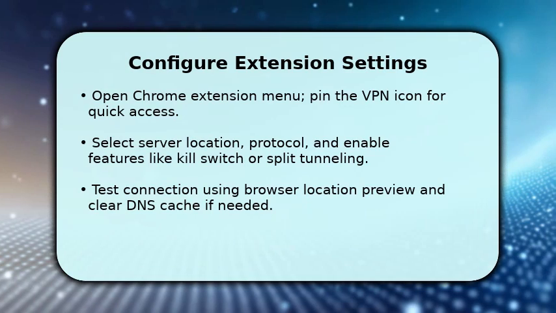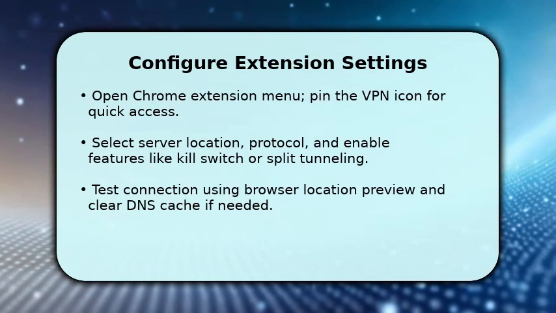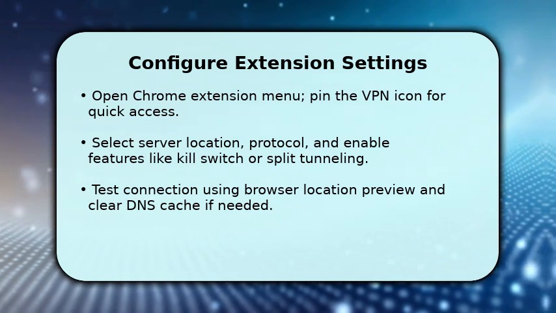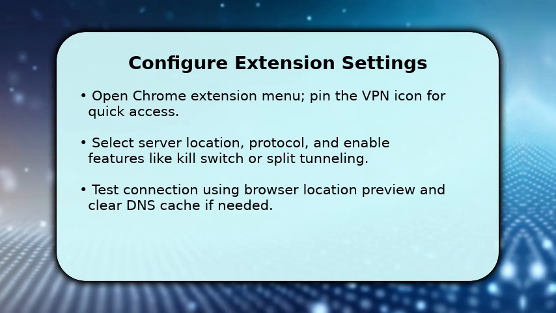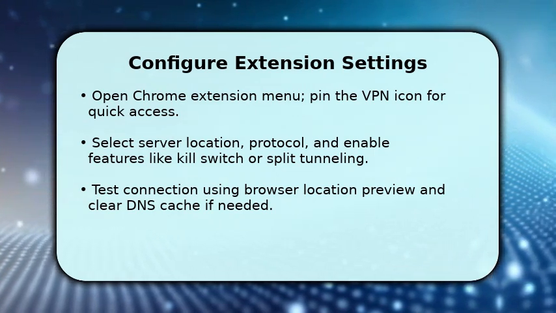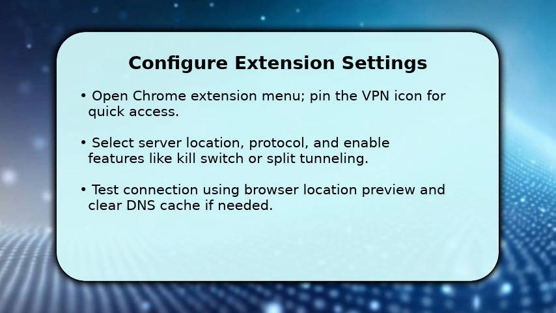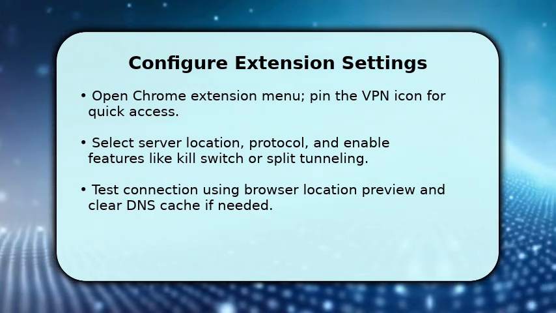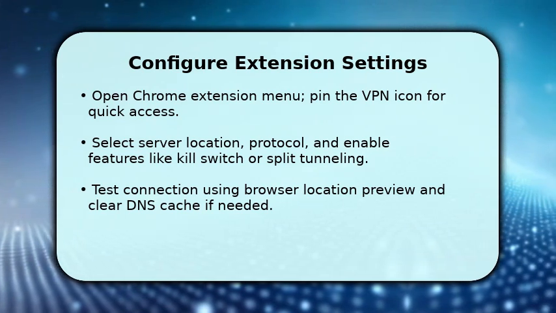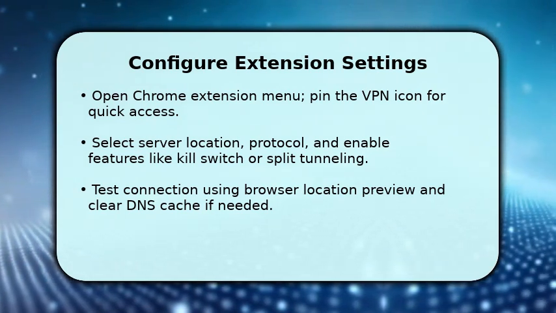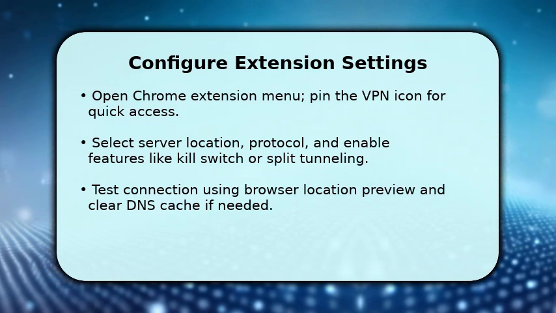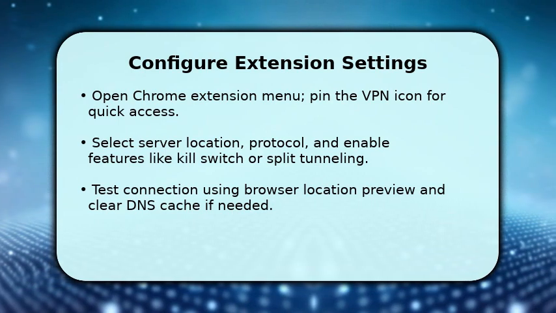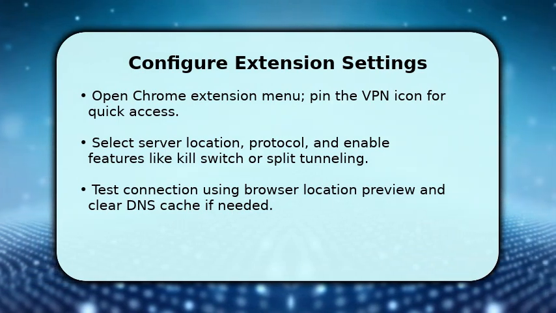Now you configure the extension so Chrome traffic uses the VPN. Click the extension icon and sign in if prompted. Pin it for one-click control. Choose a server location optimized for speed or content access and pick the recommended protocol, WireGuard or OpenVPN, for best performance. Enable the extension's kill switch or split tunneling if you want selective routing. Once settings are applied, reload tabs and check your IP and site access. Make sure DNS leaks are prevented to maintain privacy.